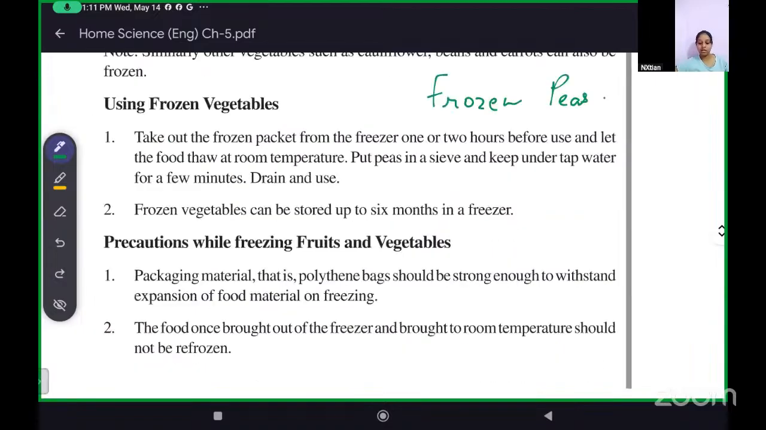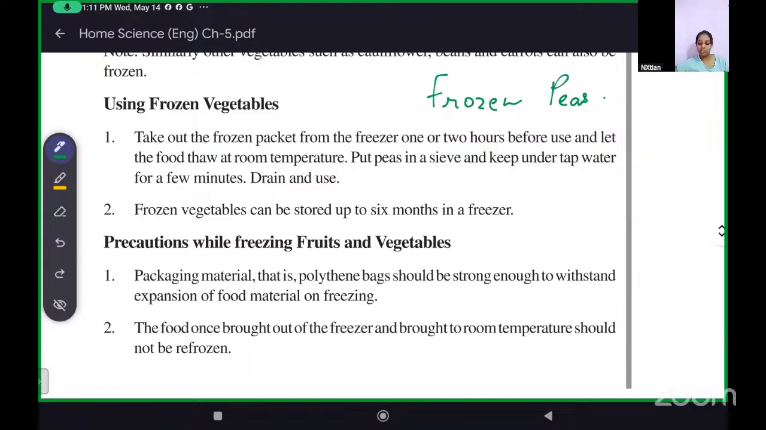Also, we use frozen vegetables. How do we do this? Take out the frozen packet from the freezer 1 or 2 hours before use and let the food thaw at room temperature, means let it come to a normal temperature. Put peas in a sieve and keep tap water for a few minutes. Drain them and use them. Frozen vegetables can be stored up to 6 months in a freezer. So we can store the frozen vegetables up to 6 months in the freezer.